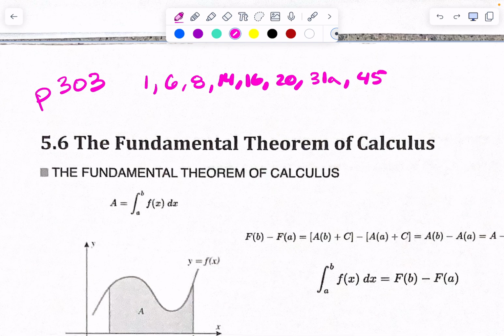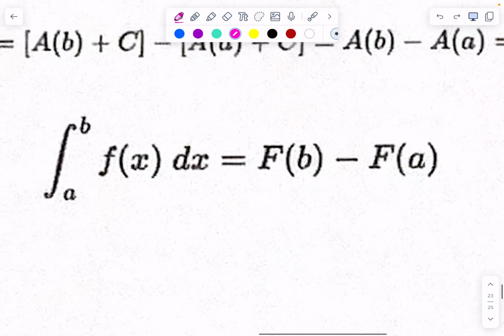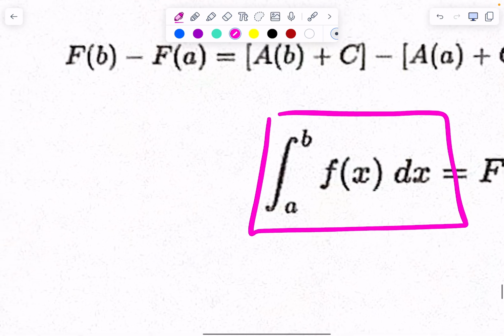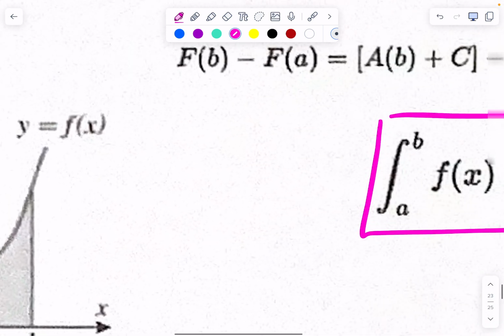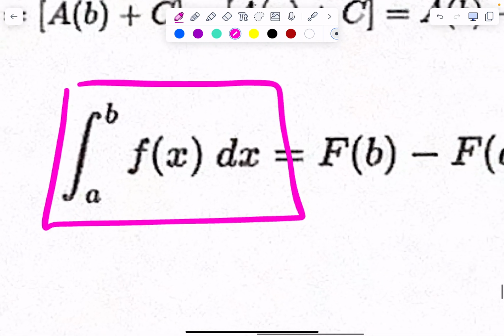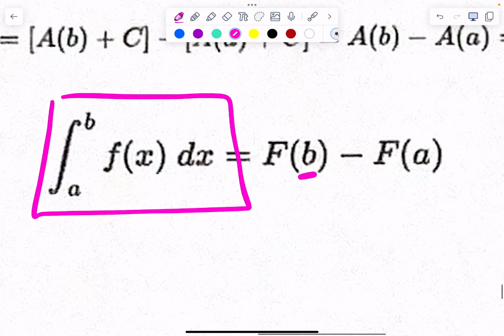This is called the fundamental theorem of calculus, and it says this: if you are evaluating an integral, meaning finding the antiderivative, to find the area underneath the curve of f of x from a to b, you put b on the top and a on the bottom, then plug in b and subtract what you get when you plug in a.